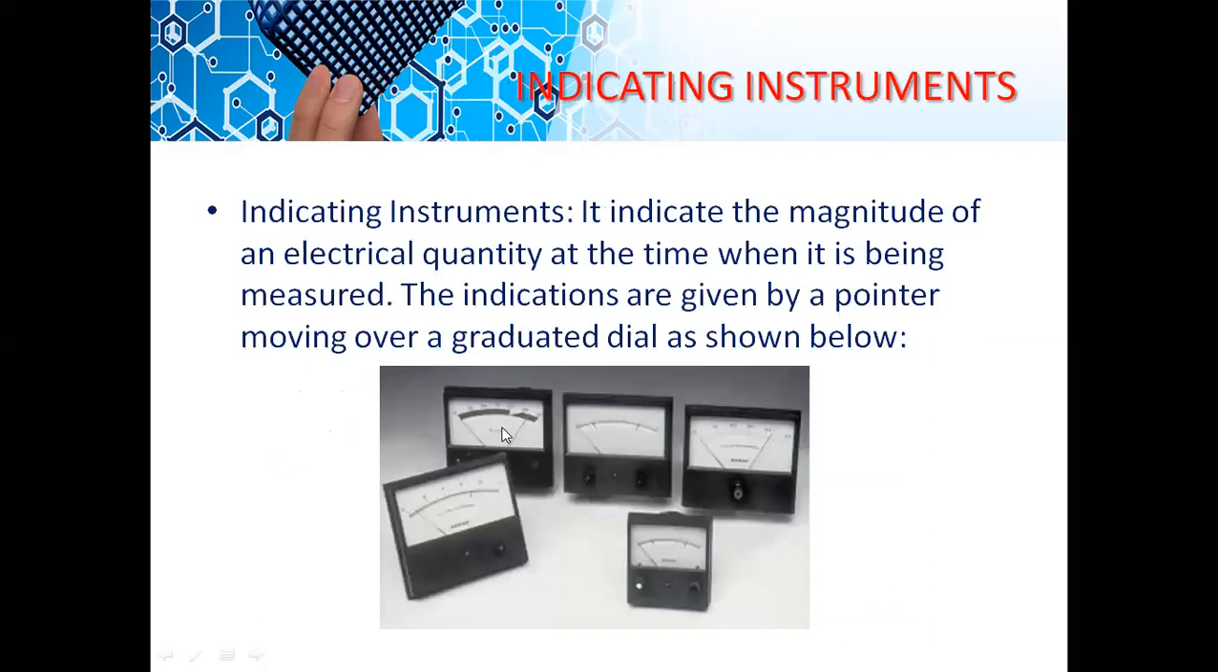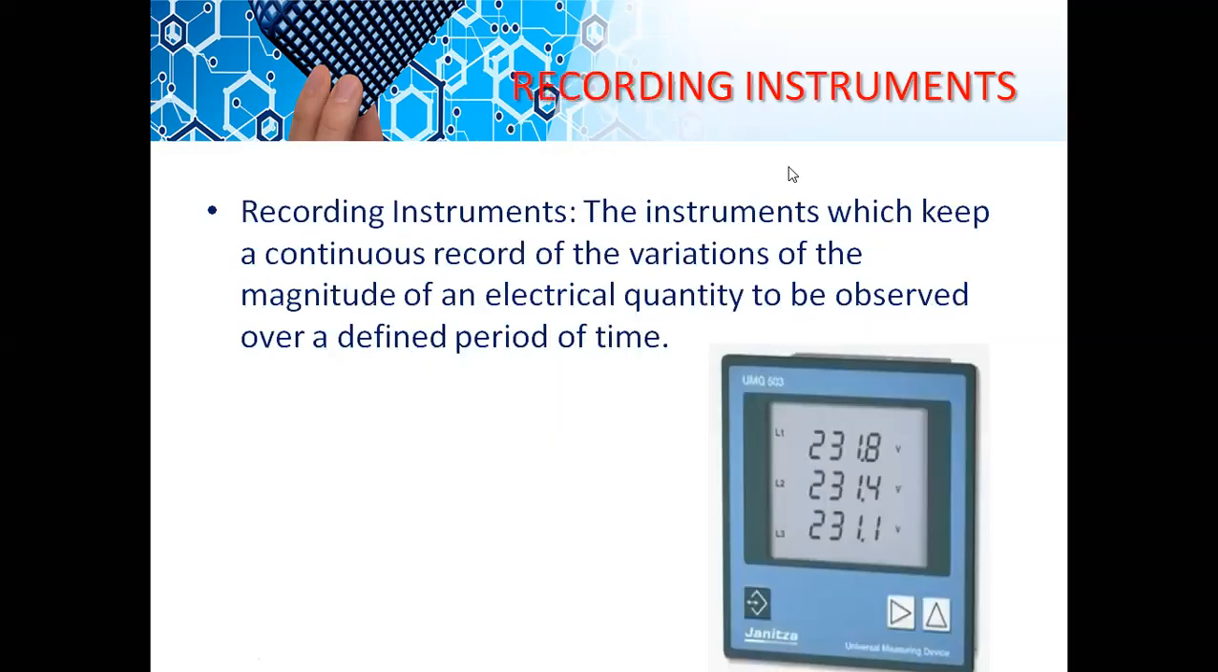So this is indicating type instrument. Only when I give signal, the pointer will deflect. If I don't give signal, pointer will come back to 0. The meter will not have any memory. It will not keep track of previous data. And that is how we call it as indicating instrument. Only when we connect the meter to the quantity to be measured, then only the pointer will deflect.